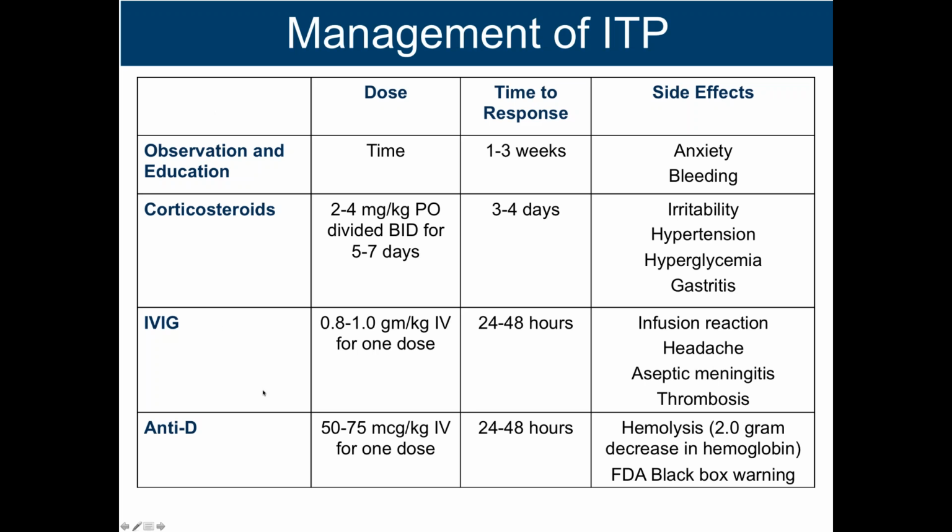And then anti-D in the United States has an FDA black box warning because of fatal intravascular hemolysis. So it is important to note that you would expect about a 2-gram decline in hemoglobin because, again, we're sort of sacrificing red cells to save some platelets. And so to me, this isn't the best agent if your patient has already had a decline in the hemoglobin due to bleeding symptoms at the time of presentation.